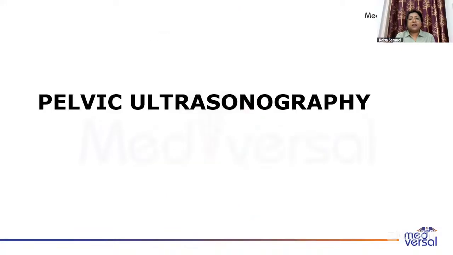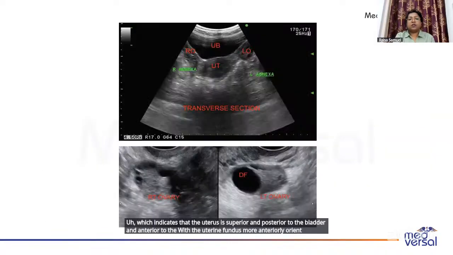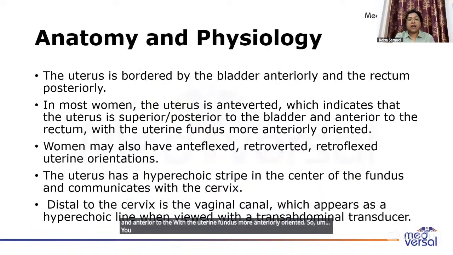Now going to the last topic, that is brief about the pelvic ultrasonography. So before we go to the ultrasound, we have to know the anatomy and physiology of how you can see the structures in an ultrasound. So uterus, you know that it is bordered by the bladder anteriorly and the rectum posteriorly. So in most women, the uterus is anteverted, which indicates that the uterus is superior and posterior to the bladder and anterior to the rectum, with the uterine fundus more anteriorly oriented. So you know that it is anteverted.